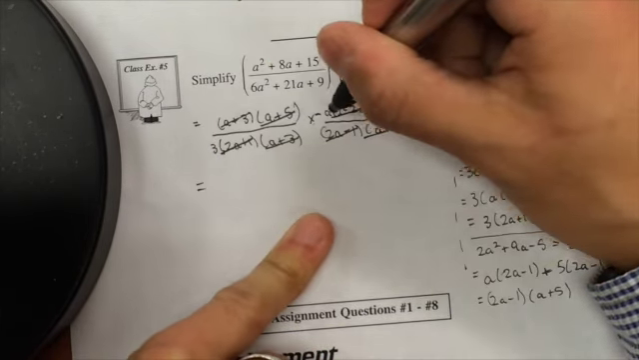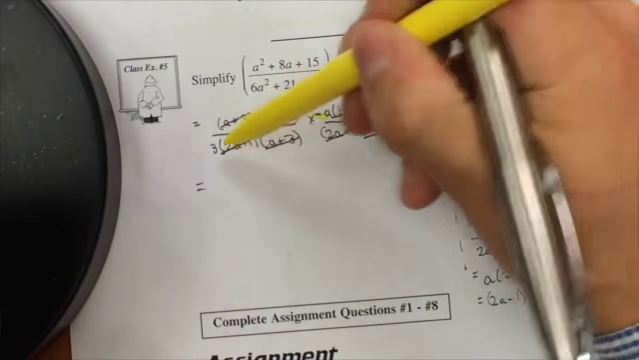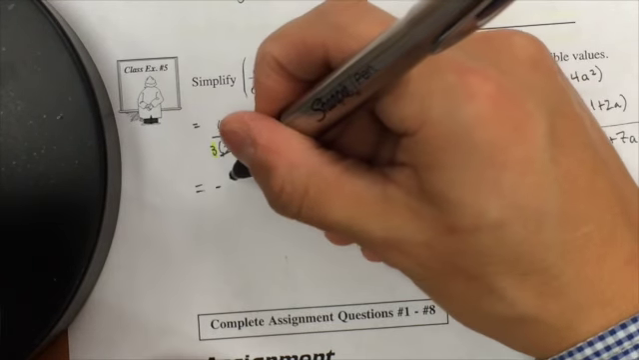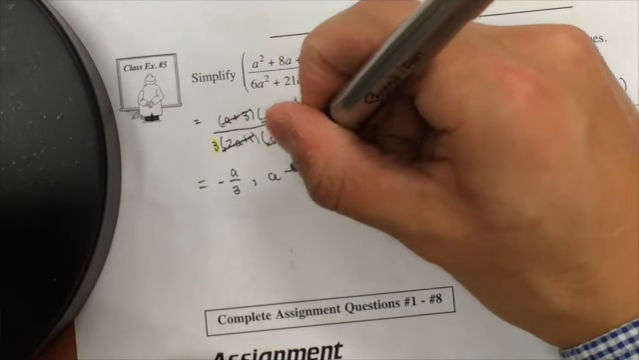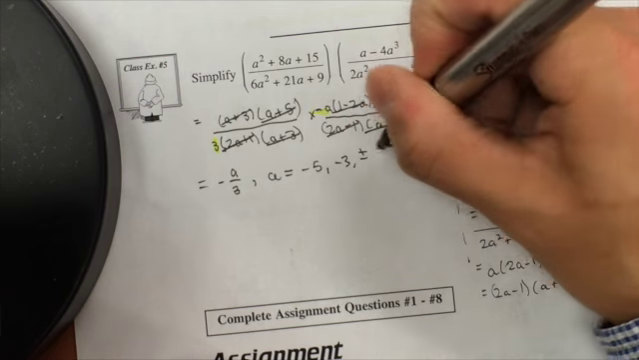So what I'm left with ultimately is this term, negative a, and the 3. And so I'll have negative a over 3, and my restrictions are a can't equal negative 5, negative 3, or plus or minus 1/2.